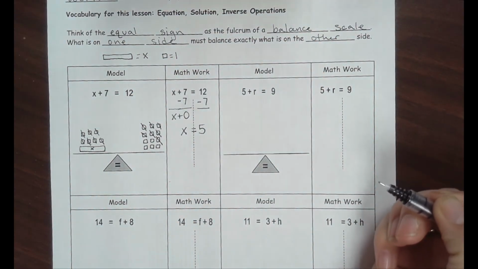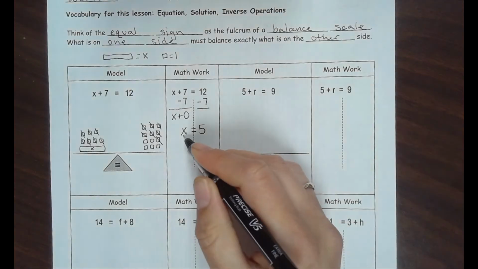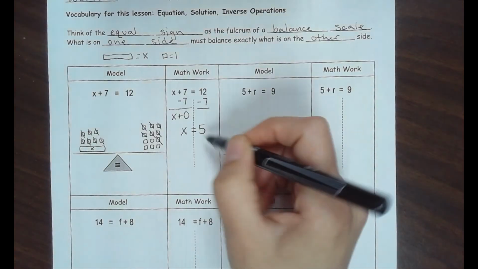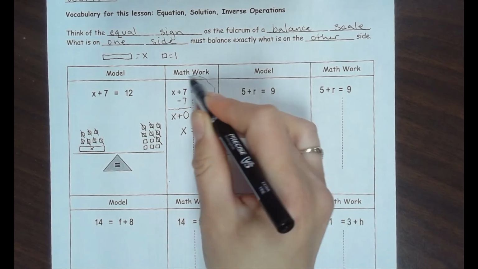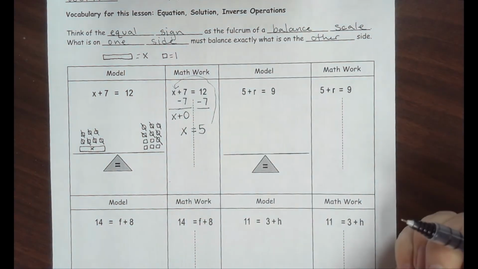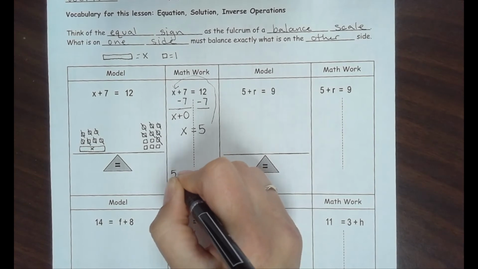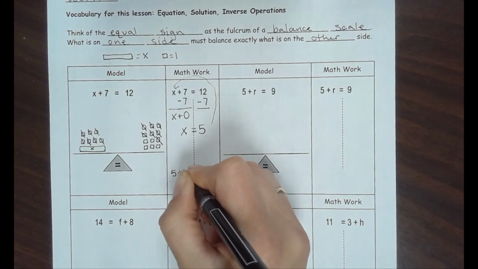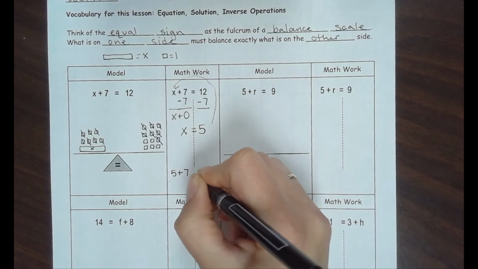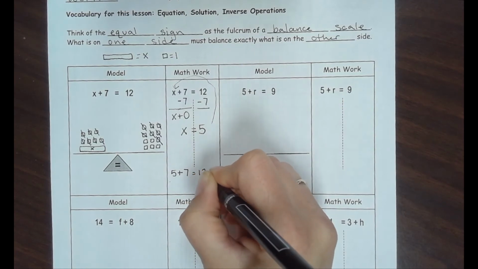Now we always have to check our work. If we think x is worth 5, now what we're going to do is we're going to plug that back in to the original equation. So if x is worth 5, I'm going to check it and see if it really is a solution. So I put in 5. So 5 plus 7 equals 12.